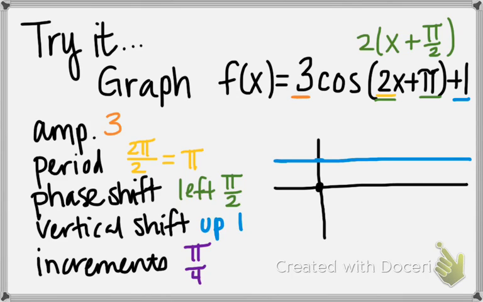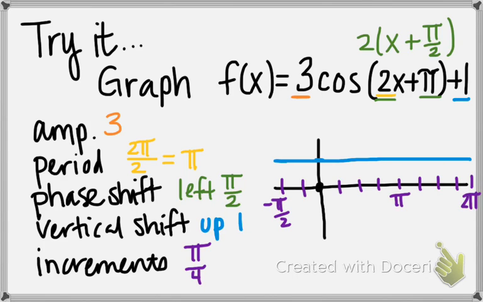And because my increments are pi over 4, I'm going to count on the x-axis by pi over 4, pi over 2, 3 pi over 4, and pi. And I can repeat that. This would be 5 pi over 4, 6 pi over 4, 7 pi over 4, 8 pi over 4, or 2 pi. And if we go in the negative direction, negative pi over 4, negative pi over 2, etc.